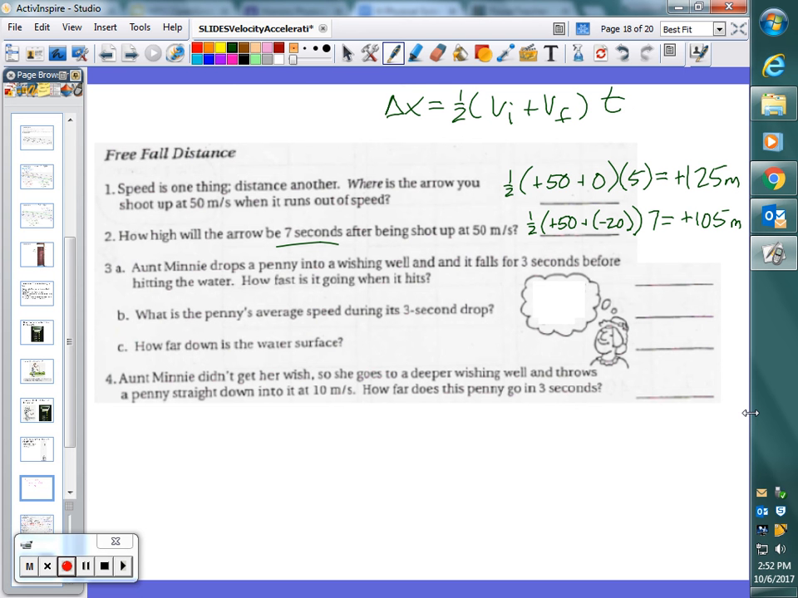We solved for the displacement. What is the displacement? Distance from where? Reference. Distance from where we started. Here, we're 105 meters above where we started. That doesn't mean that's the whole trip, right? We went up and then came back down, but we're still 105 meters above where we started. Okay? There are a couple more questions on that sheet.